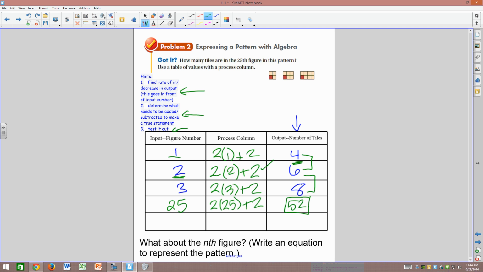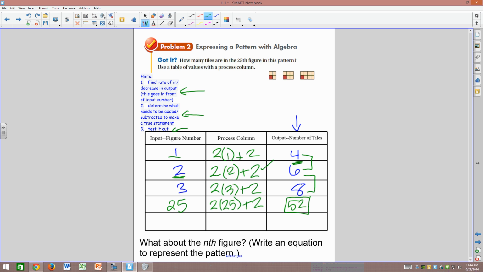What if I could do that in my head without the process column? Do you think that's okay? Yeah, I think so. But be ready to explain yourself. If you just put an answer down, you have to be able to explain what your brain was thinking.